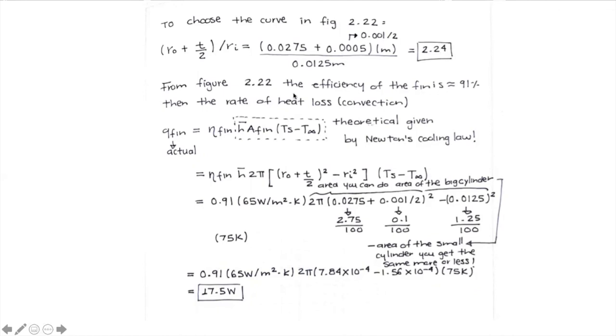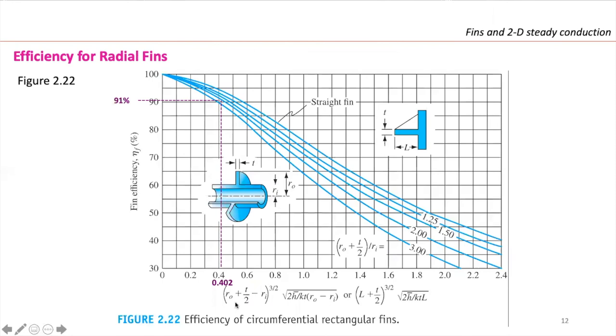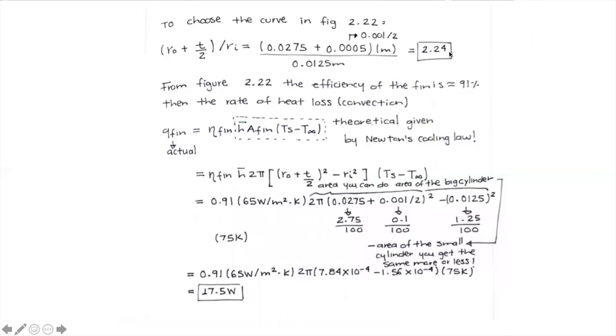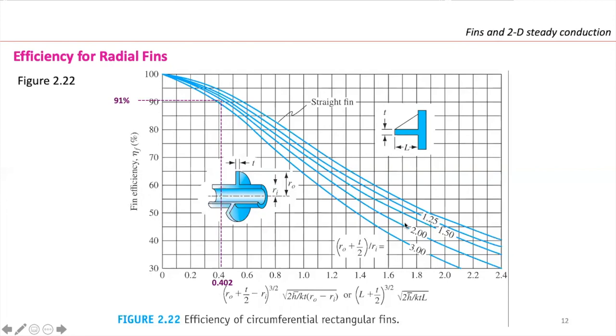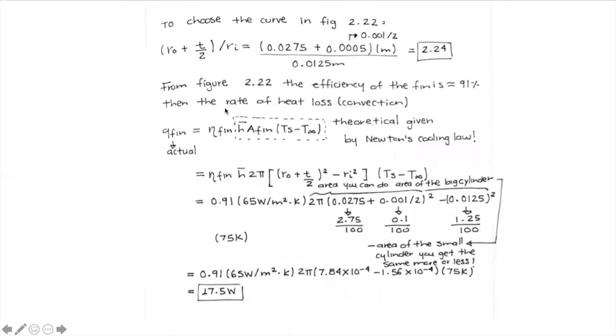So let's go to figure 2.22 to get the efficiency with these two values. For the x-axis, doing this whole thing, we get a value of 0.42, right? And to choose the line, we got 2.24. So 2.24 would be between 2 and 3, a little bit closer to the 3 here. So I go to the y-axis and I get 91% efficiency, right?